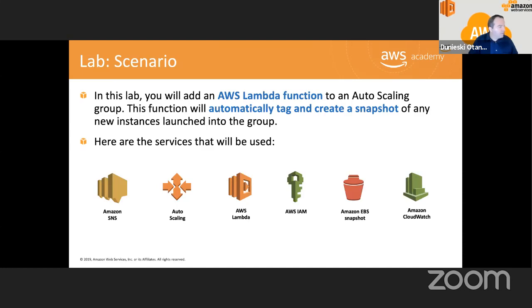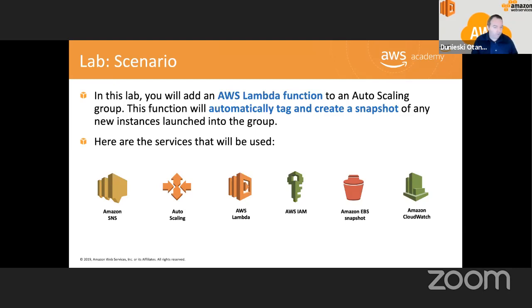So in the lab, you will add another AWS Lambda function to an auto-scaling group. This function will automatically tag and create a snapshot of any new instance launched into the group. Here are the services that you will use: Amazon SNS, auto-scaling, AWS Lambda, AWS IAM, Amazon EBS snapshot, Amazon CloudWatch. So this is gonna be a heavy-duty lab. We have Amazon SNS for notification.